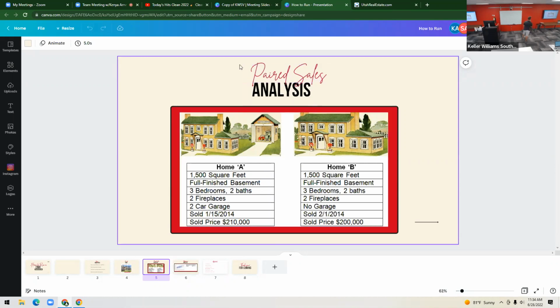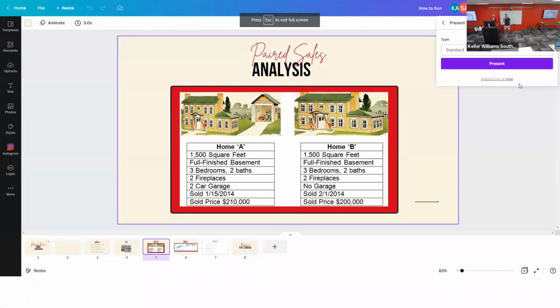Maybe you can full screen it or something. Go into present mode. There we go.